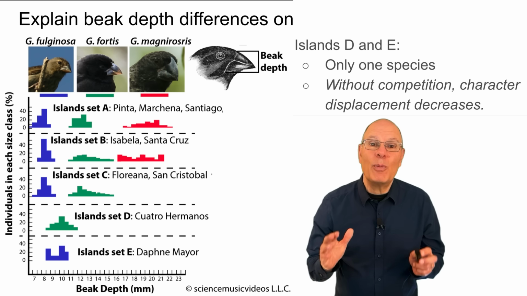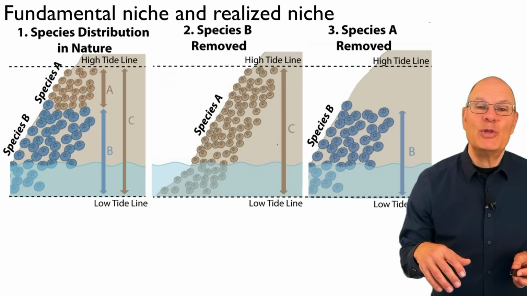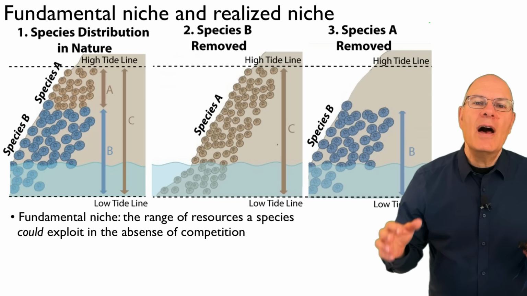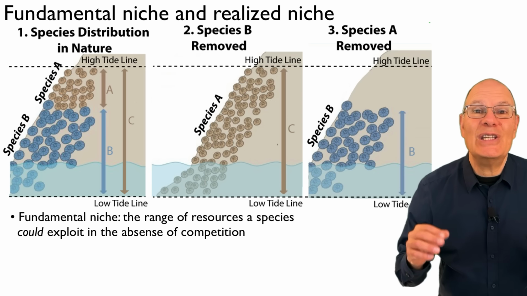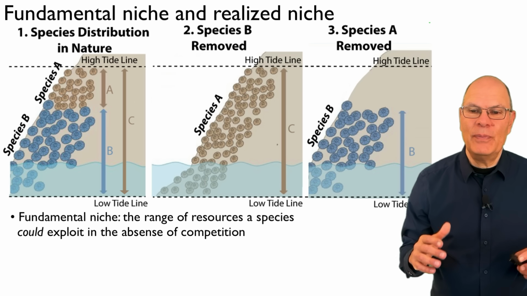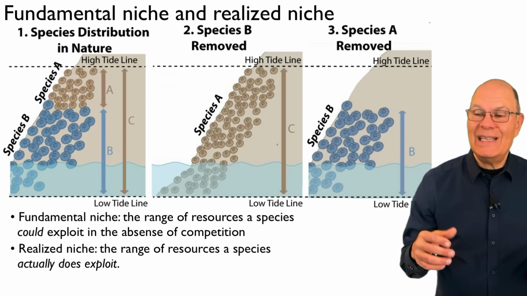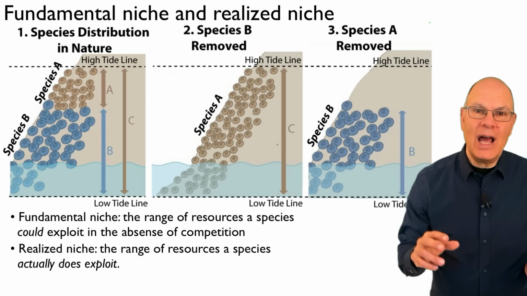Another concept related to competition is the difference between a fundamental niche and a realized niche. A fundamental niche is the range of resources that a species could exploit in the absence of competition. A realized niche is the range of resources that a species actually does exploit in the competitive context in which it lives.